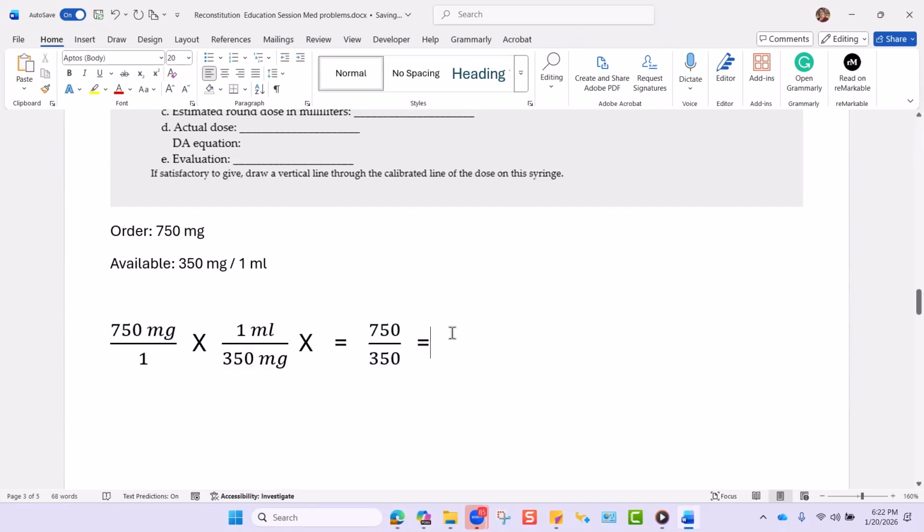Let's do the math. Do it with me because you've got to check me and make sure I get it right. 750 divided by 350. And I got a number that looks like this: 2.1428. How much? mLs.